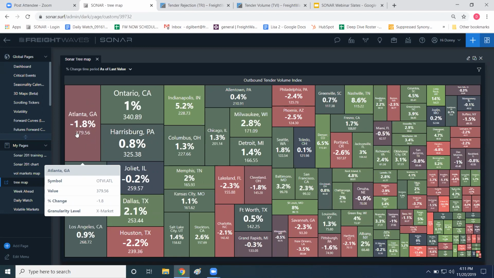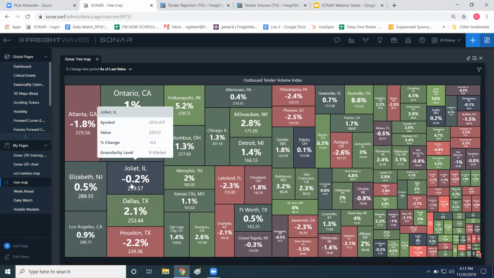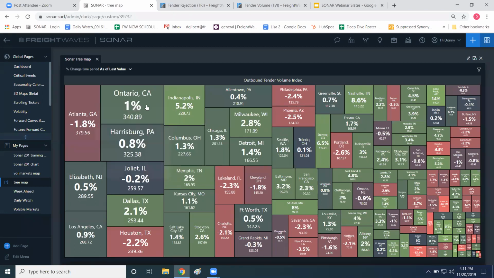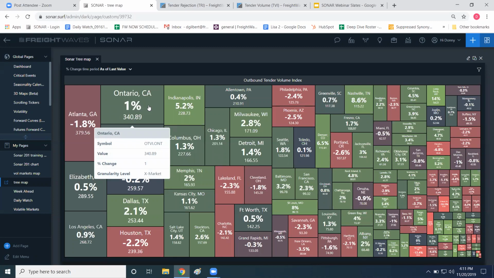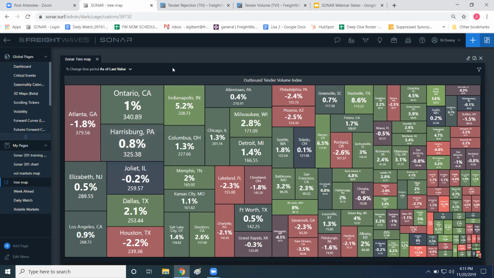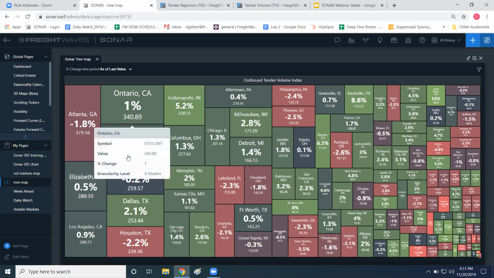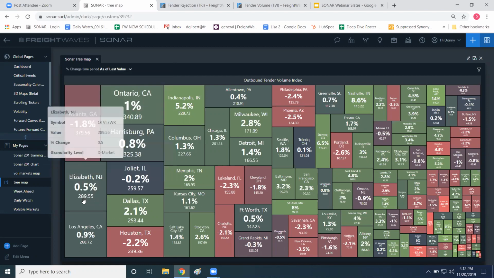It is colored red because it has declined. If you see a neutral, kind of a bluish gray color right here, that means there's a very, very small increase or decline, or no increase or decline. And of course, if you see green, it means it has increased. So the Ontario market since the day before has increased 1%, and it's up to 340.89 index points. If you're looking for your top 5 markets, they're right here, 379, 340, 325 as we work our way down right here. Elizabeth, New Jersey, 289.